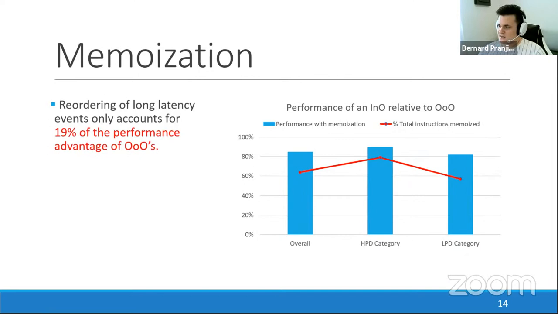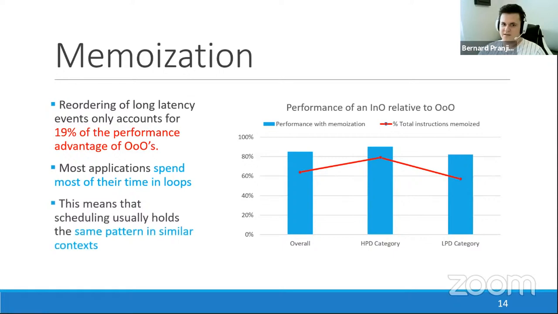So the reordering of long latency events only accounts for 19% of the performance advantage of out-of-order cores. Most applications spend most of their time in loops when you look at their machine code. And this means that scheduling usually holds the same pattern in similar contexts. So because programs are usually all the same, it is worth remembering what the program did before. So you don't have to redo the operations on the out-of-order core every time, because that's what's expensive when it comes to energy. And therefore, you can get a similar performance while saving a lot of energy.